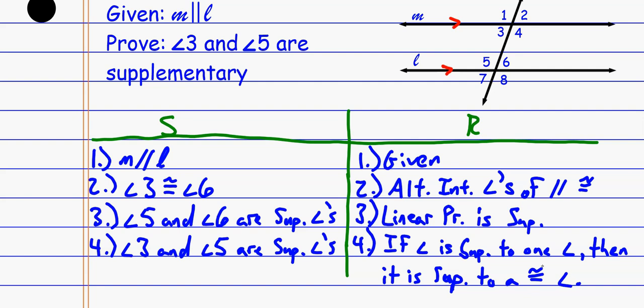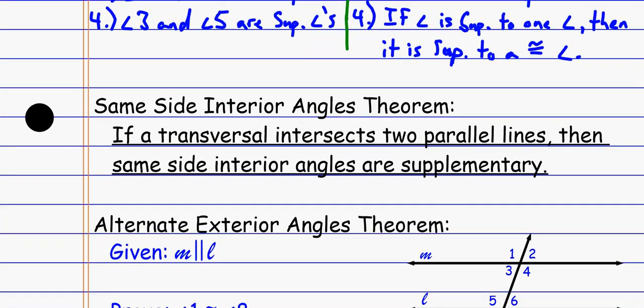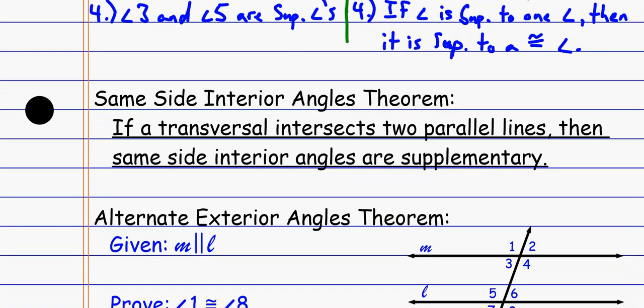Okay? But if we remember that special theorem we had the other day, hey, angles 5 and 6 are supplementary, and 3 and 6 are the same, so 5 and 3 have to be supplements also, okay? Because that angle is supplementary to one of those angles, it's got to be supplementary to a congruent angle, okay? And that's it. We've just proven that 3 and 5 are supplementary, so we've proven that same side interior angles are supplementary. So if a transversal intersects two parallel lines, there it is again, it's got to be parallel lines, then the same side interior angles are supplementary.